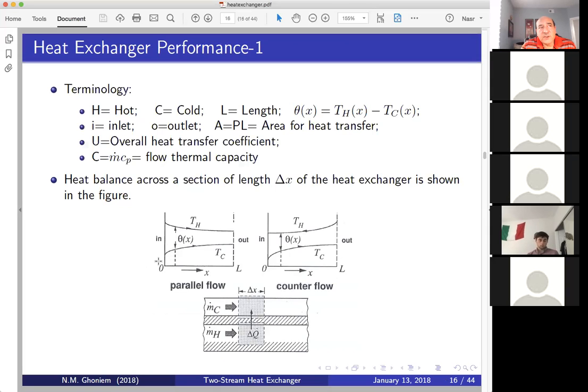If you have parallel flow, the temperature of the cold is going to rise, and the temperature of the hot is going to decrease. And the difference between them, theta, is a function of position. So x goes from 0 to 2.5 meters, along the heat exchanger. For counterflow, you get similar behavior. So the focus now is on theta, the difference between mid to mid, hot to cold. Right?